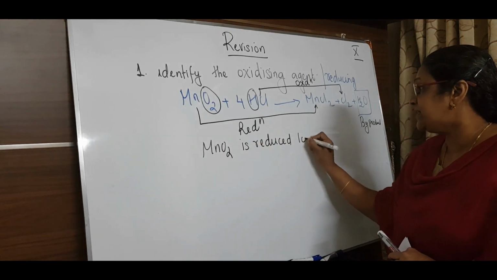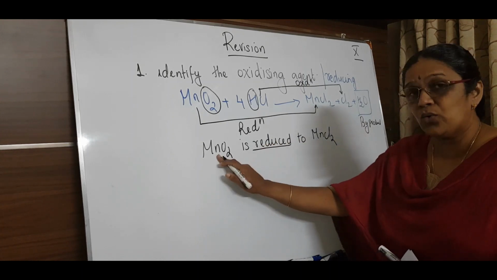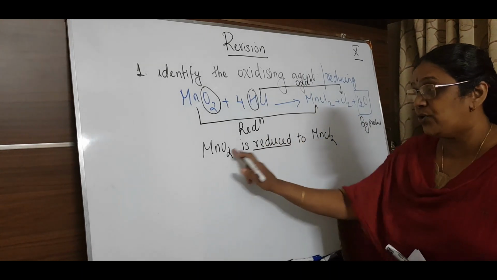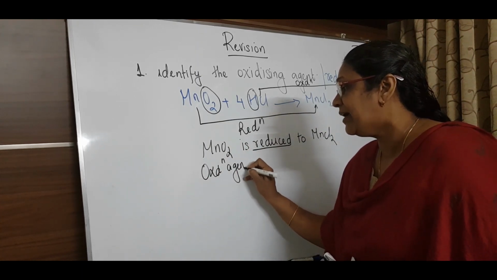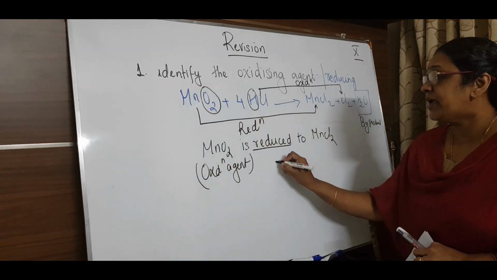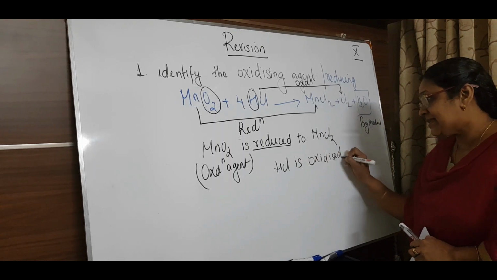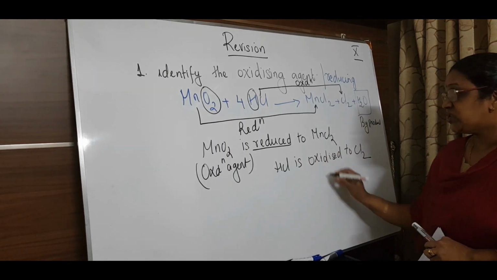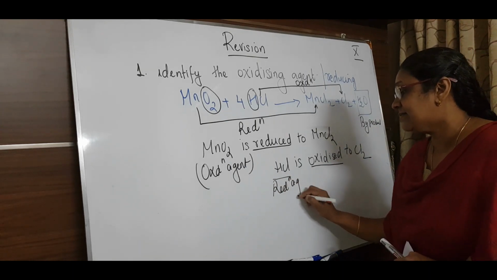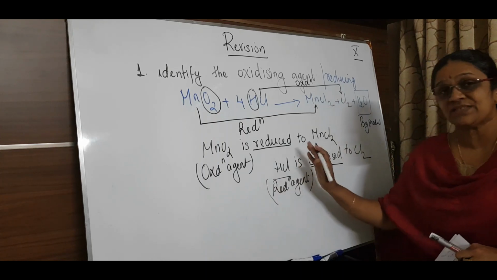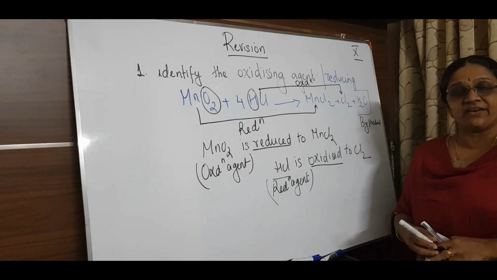So MnO2 is reduced to MnCl2. Who is reduced to whom? MnO2. So whatever is reduced, that is the oxidizing agent. Hope you are clear with this. Next, HCl is oxidized. You have to write like this: oxidized to chlorine. So what is oxidized? HCl. So HCl will be the reducing agent. Hope you are clear with this concept. This is how you find the oxidizing agent and the reducing agent.